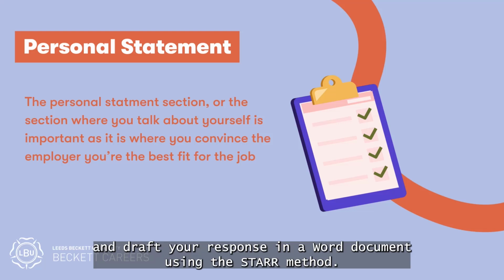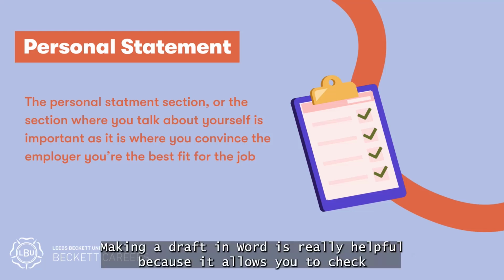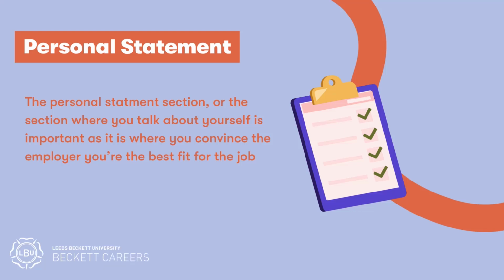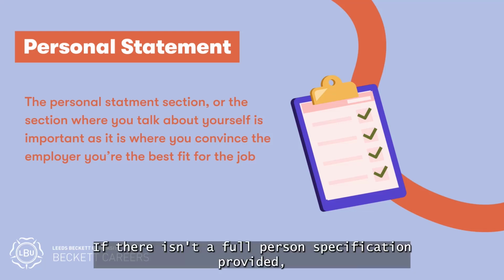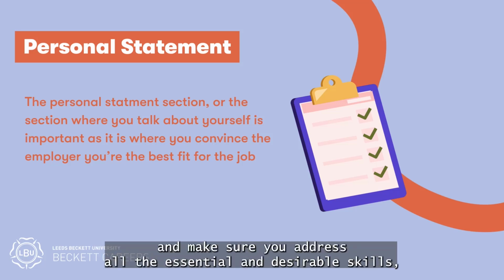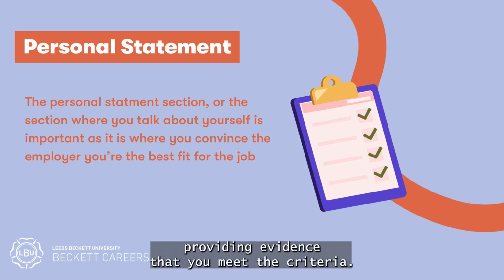To stand the best chance of success, take each point in the person specification and draft your response in a Word document using the STAR method. Making a draft in Word is really helpful because it allows you to check spellings and grammar, count your words, and keeps a copy of your answers. If there isn't a full person specification provided, check the requirements outlined on the job advert and make sure you address all the essential and desirable skills, providing evidence that you meet the criteria.